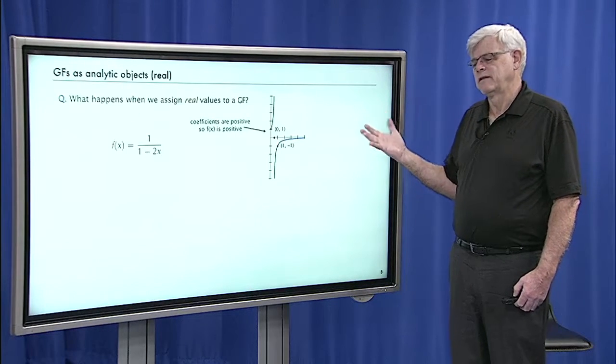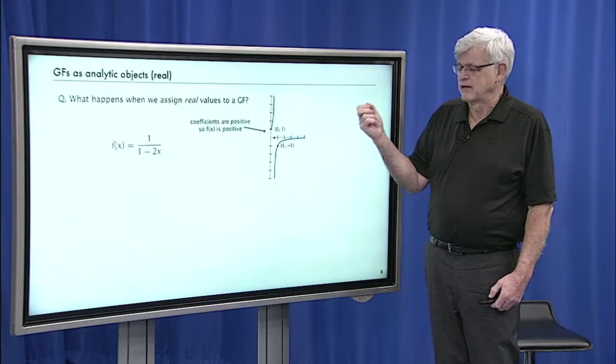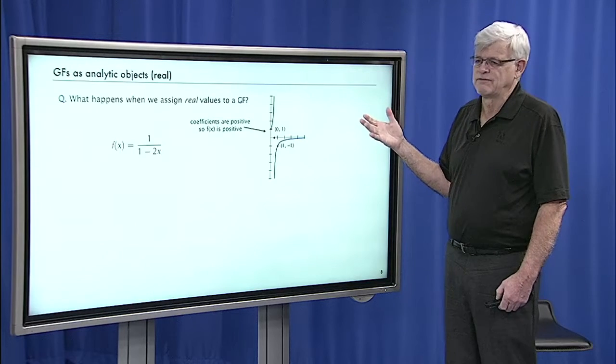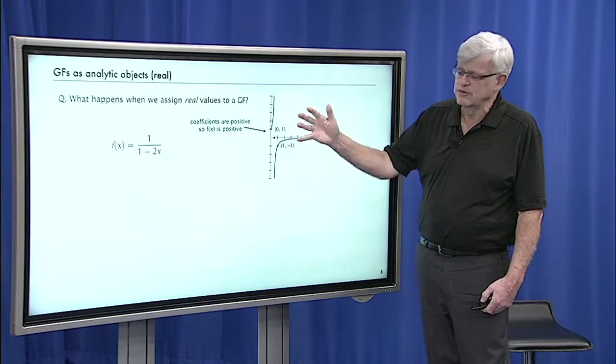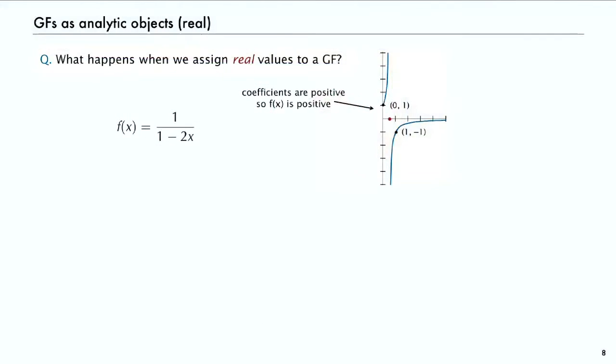And the other thing that is going to come up starting in today's lecture is that we're not going to stick to real valued generating functions. We're going to move to the complex plane. But an analog to real valued functions is worth considering. So say we have this generating function 1 over 1 minus 2x, that's a generating function that counts the bit strings. What happens if we treat that as a function?